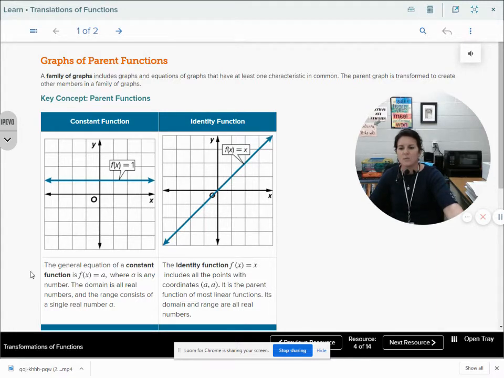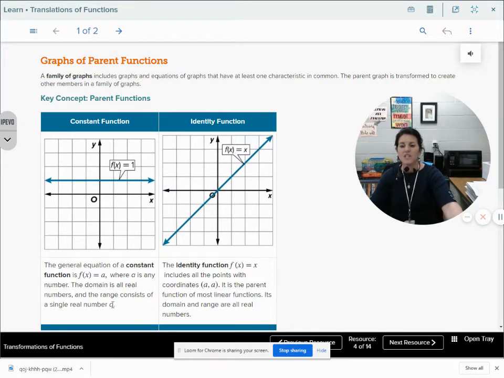So looking at this one, the general equation of a constant function is f of x equals a, where a is any real number. So the domain is going to be all real numbers. Notice this is a horizontal line that goes on forever and ever in both directions. So my x values could be any number out there, all real numbers from -infinity up to +infinity.